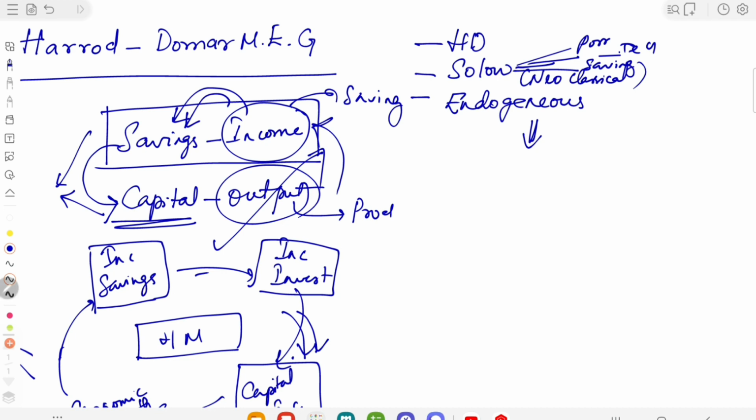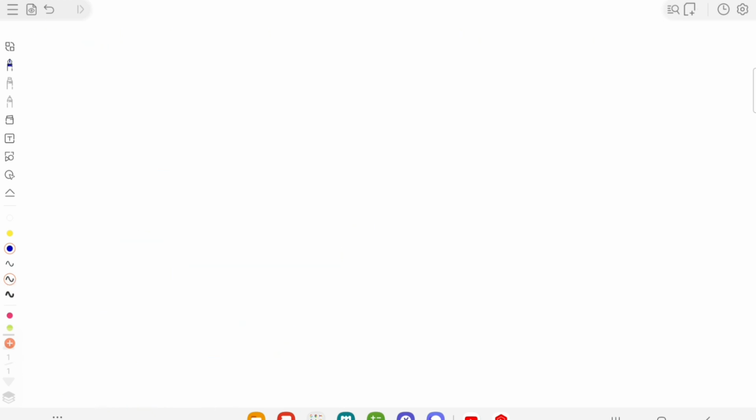So that is the Harrod-Domar model of economic growth and the other two major models of economic growth theory. Next we'll talk about the agricultural business environment, or agribusiness environment, which is the next topic which came to me. So we will discuss that now.